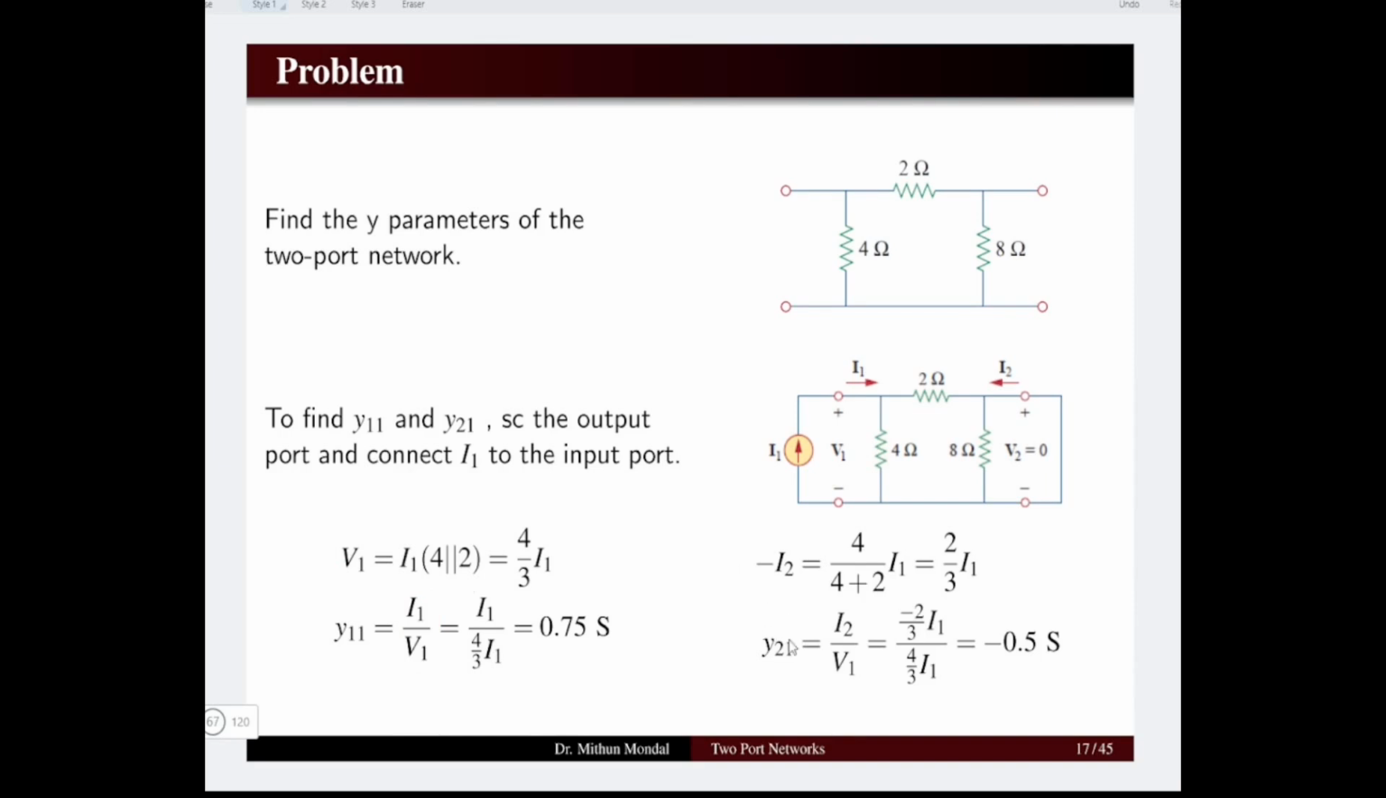Similarly, we can obtain the value of Y21 as I2 by V1, keeping the value V2 equal to 0. So we have to relate the current I2 with respect to I1 and put it in the second equation. So we'll get Y21 equal to minus 0.5 Siemens.